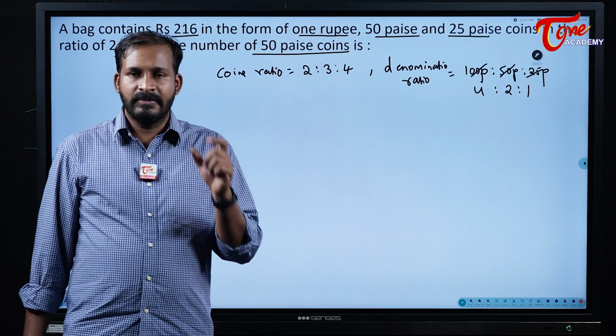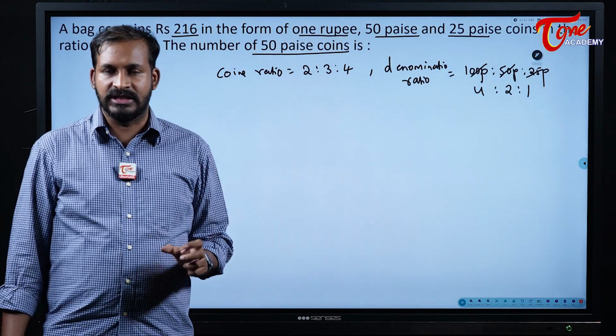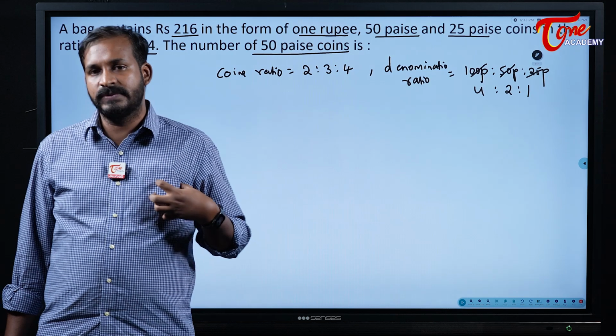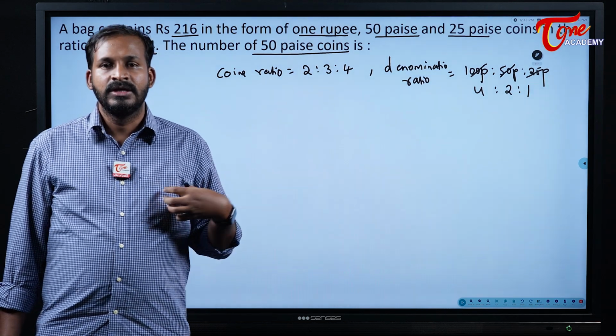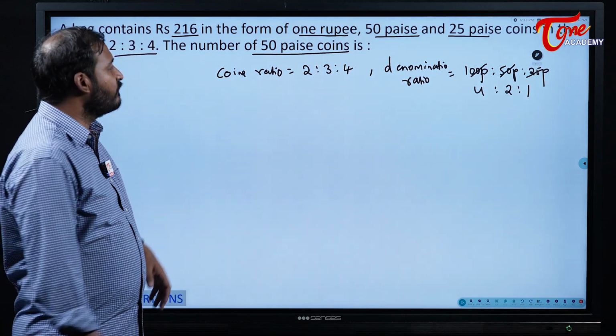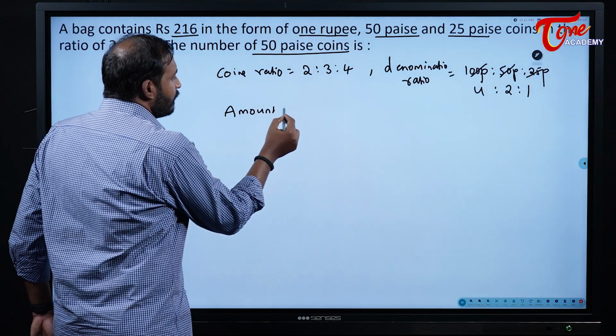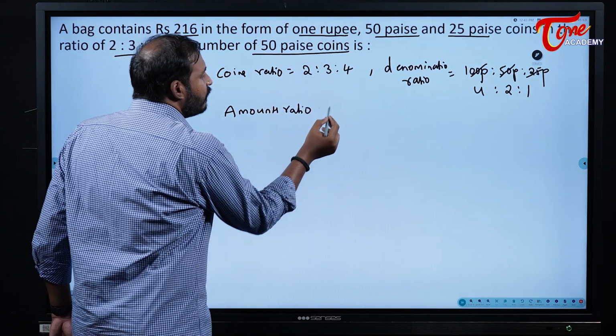20, right? Why? Because 100 into 20 is equal to 2000. That means if I know the amount by 100 rupees, I can say how many 100 rupees notes are there with me, right? So the same concept we will apply. So first of all, we will find the amounts ratio here. Amounts ratio will become what?